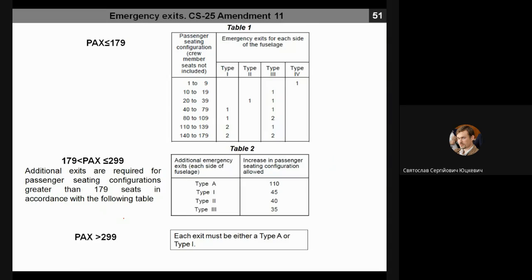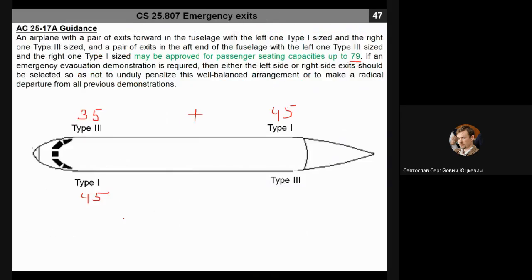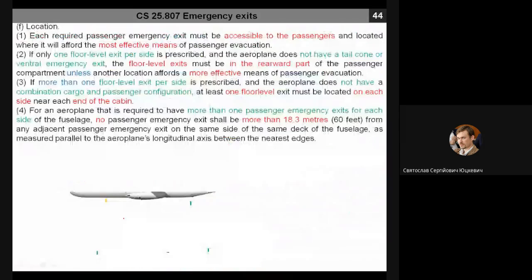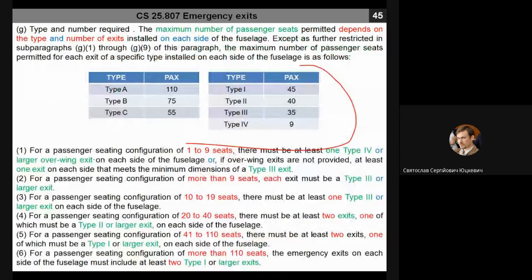So, to summarize all knowledge about the types of doors that could be applied on the airplane, this is based on these descriptions from paragraph 25.87.